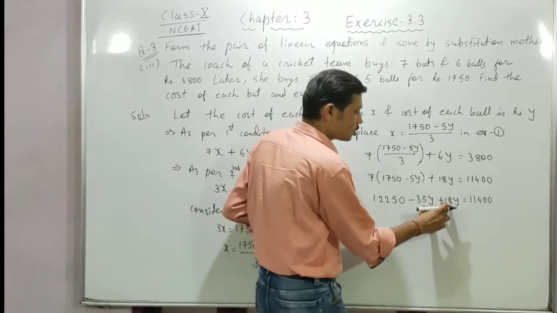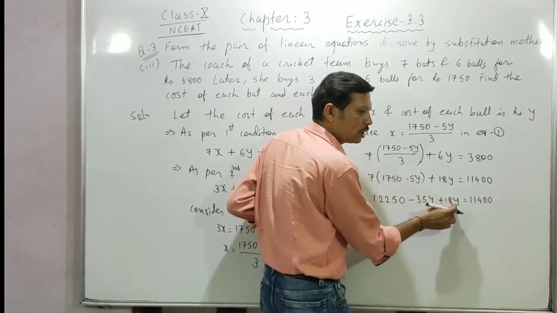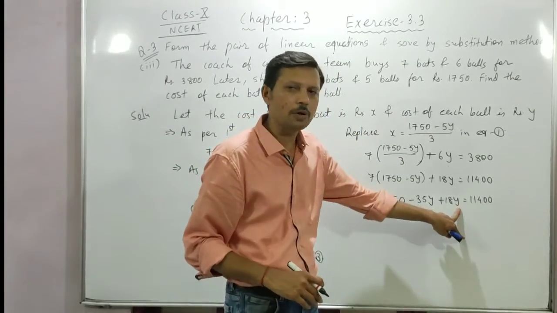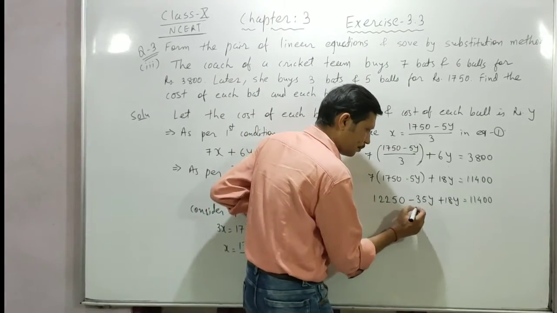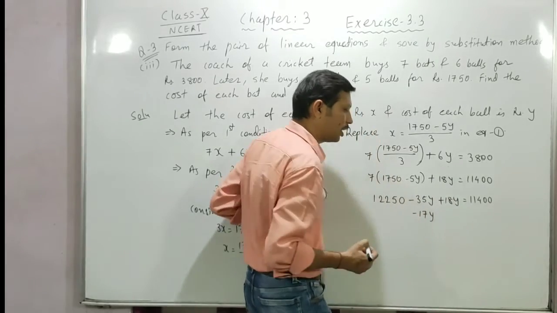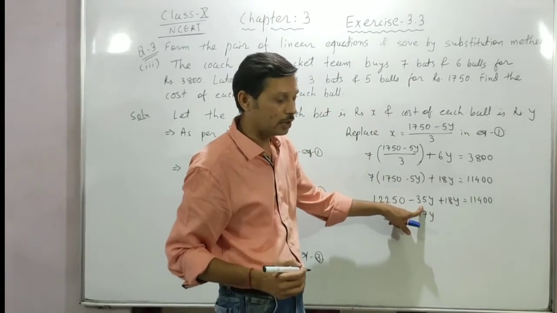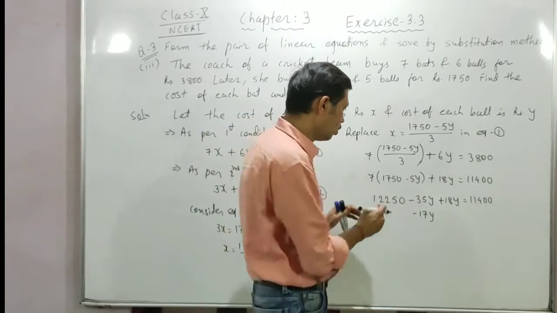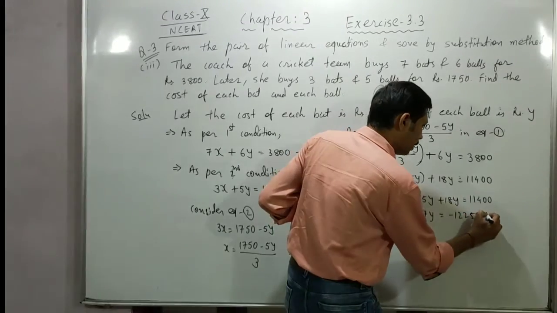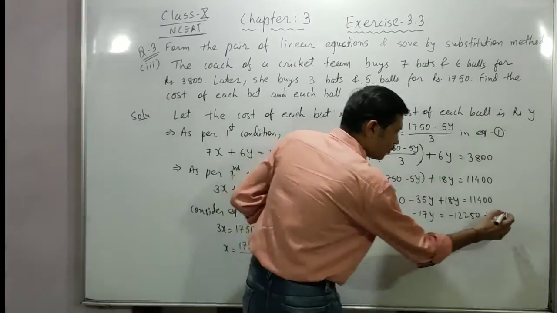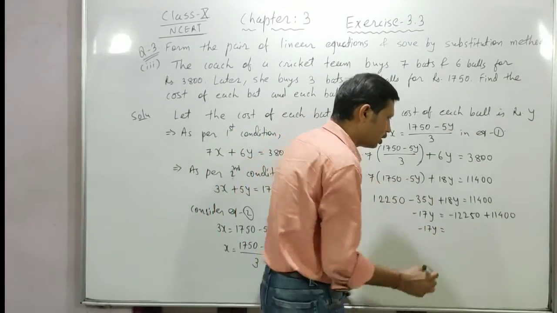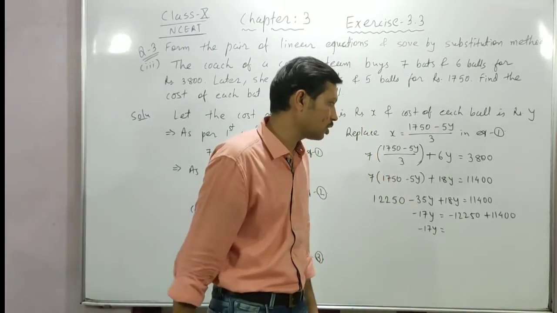Clear? Now these two, 35y and 18y, are like terms, so they will be added or subtracted. But here 35y is negative and 18y is positive, so subtraction will take place. The subtraction of 35y and 18y will be 17y, but it's a minus because the greater term is 35y and its sign is negative. 12250 we shift to the other side, so minus 12250 plus 11400. Now minus 17y equals 11400 minus 12250.